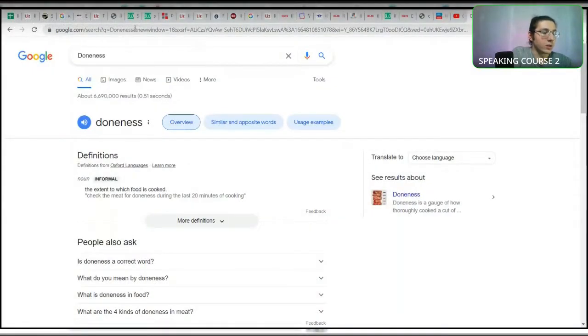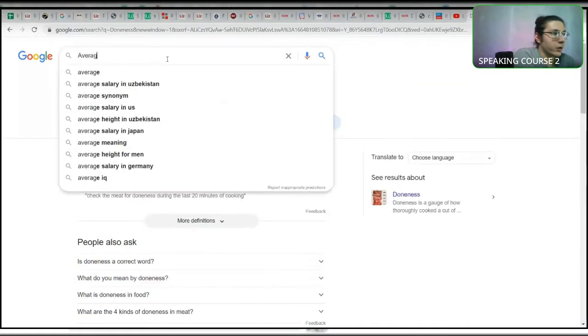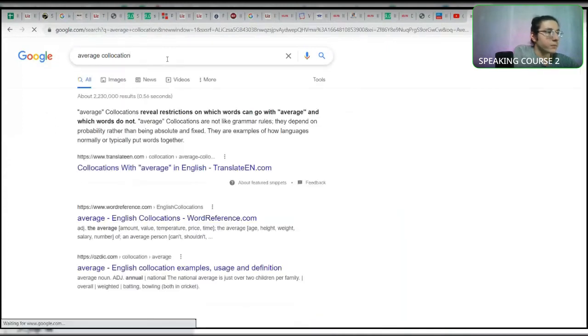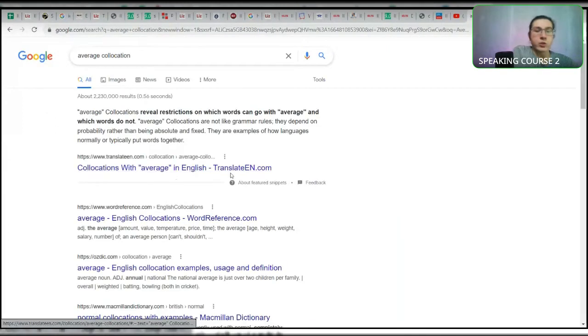So let's do this. Let's look at the word average. So, average collocations. There's a lot of websites that you can use for this. Word Reference is pretty good. Translateen, I guess, is pretty good. Let's take a look at it.